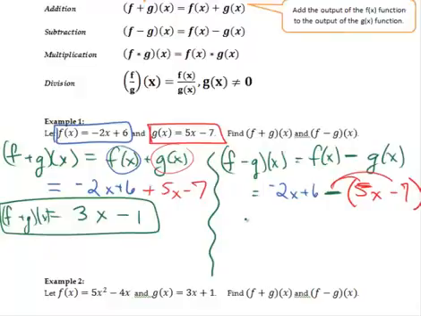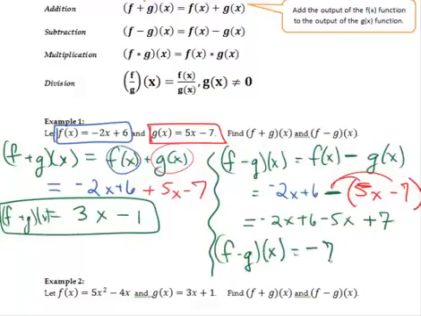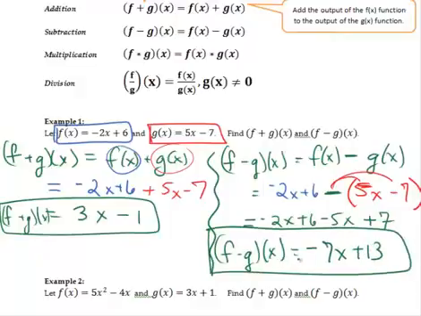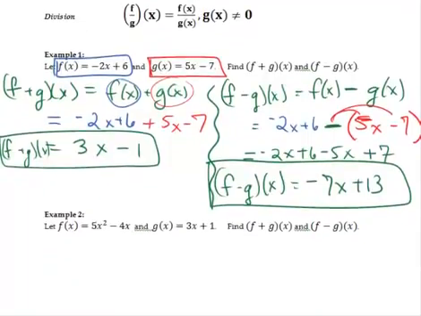Okay, and simplify, so negative 2x plus 6 minus 5x, minus times a minus is positive 7. So we get f minus g of x equal to negative 7x plus 13. Another way to combine the f and g functions. All right, we're going to try a couple more examples just like this.